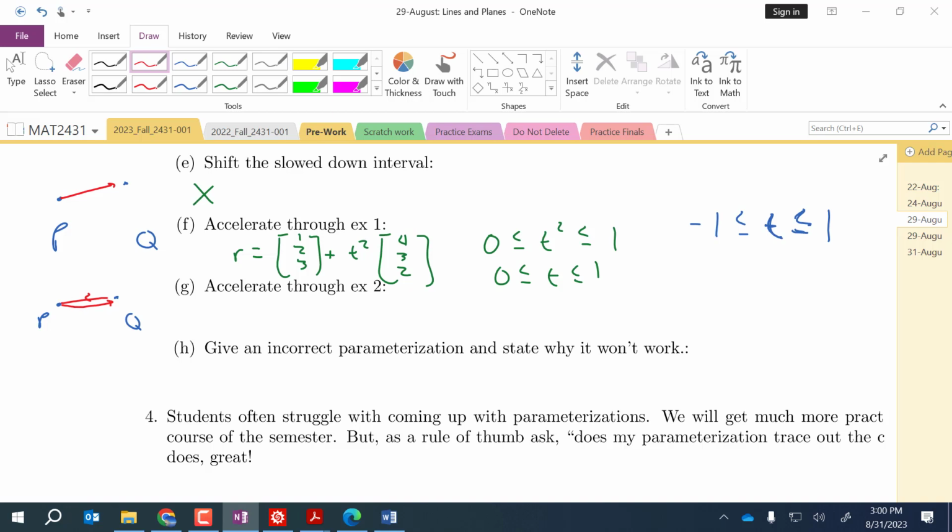Okay? I don't know how much more I want to do, folks, because we're not looking for mastery today. All I'm trying to convince you is that there are many different ways that I could trace out this line segment. But I'll take questions if you've got them.